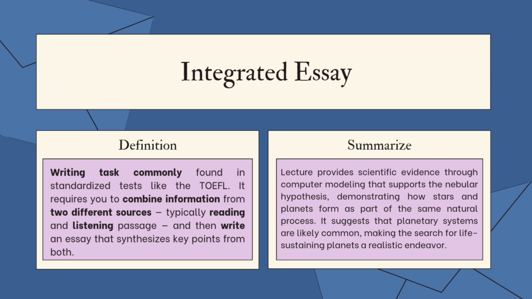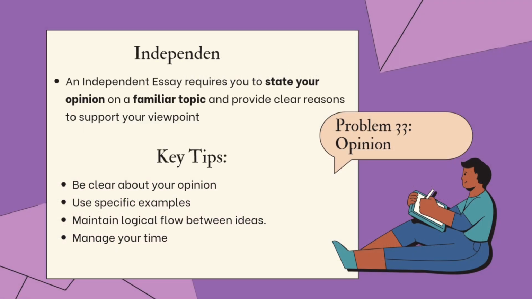And the summary about the nebular hypothesis and computer models is that they support the nebular hypothesis, showing that stars and planets form through the same natural process. This suggests that planetary systems are common, increasing the possibility of finding life-sustaining planets. And problem 33 is about opinion.